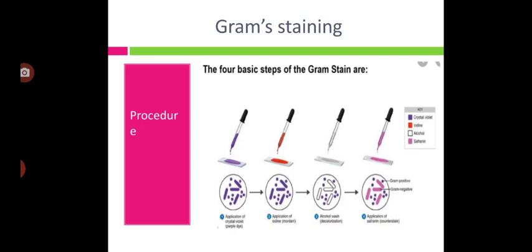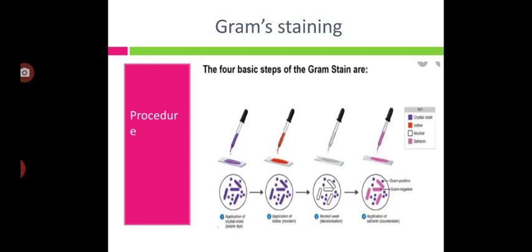Here first, after you have prepared the smear, place the glass slide containing the smear onto the staining rack. After that, with the help of a Pasteur pipette, transfer a few drops of the crystal violet stain and pour it over the smear, covering the entire smear. Keep it for 1 minute. After 1 minute, take the glass slide and gently wash it under running tap water.